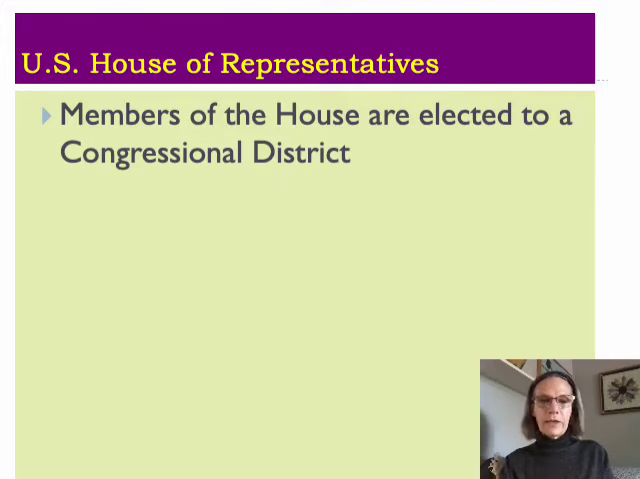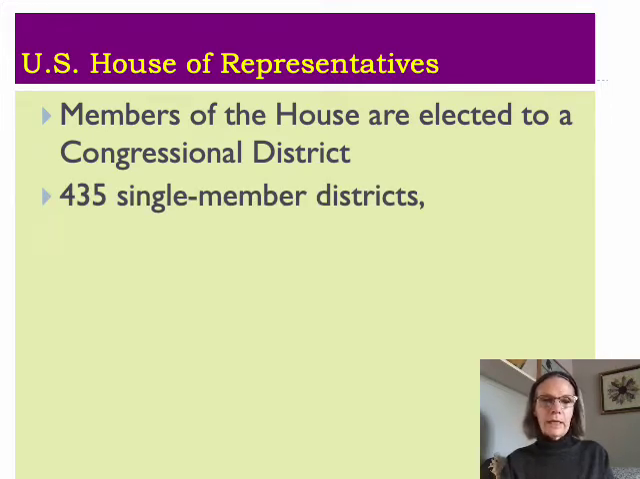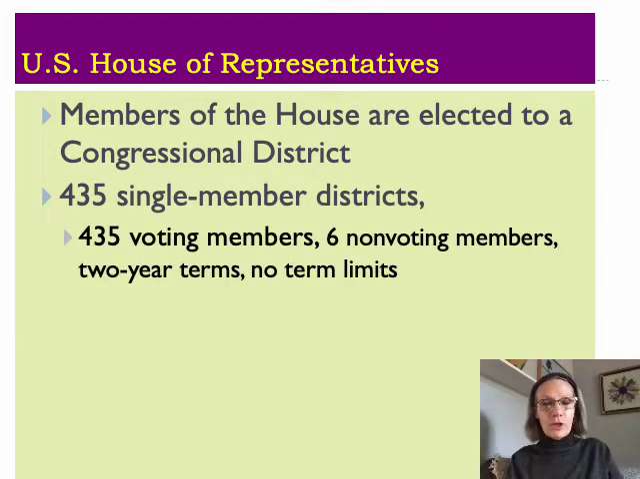Members of the House are elected to what's known as a congressional district. There are 435 single-member districts throughout the United States. And the more populous your state is, the more congressional districts you get. Wisconsin has 8 congressional districts, compared to California, which is the most populous state in the union, which has 52 congressional districts. And every state, regardless of its population, gets at least 1 congressional district. Each member represents a particular district within their state, okay?